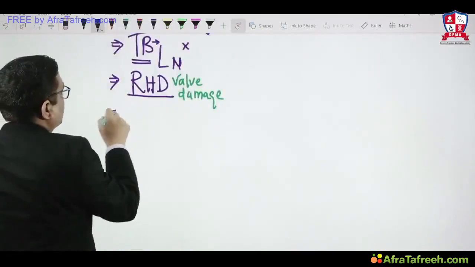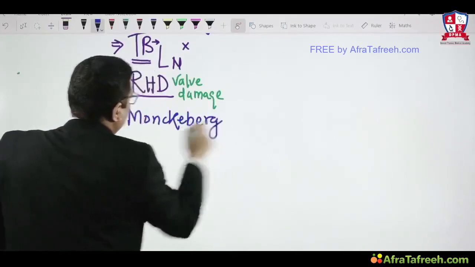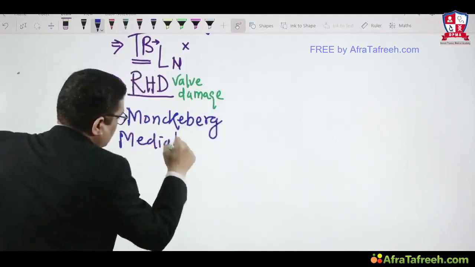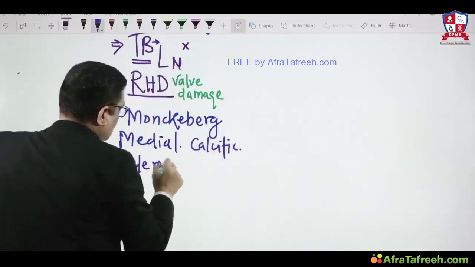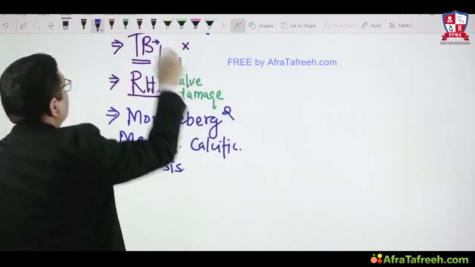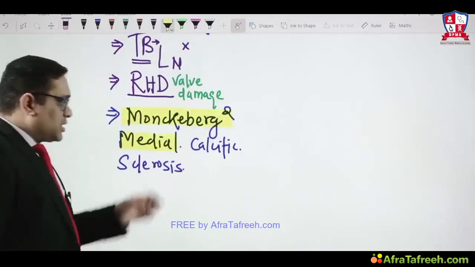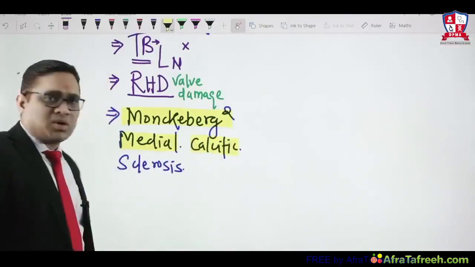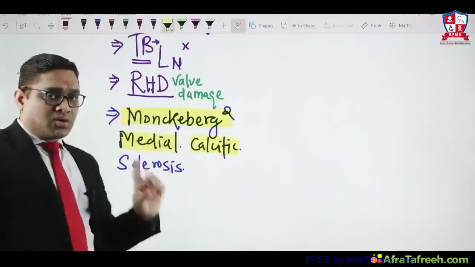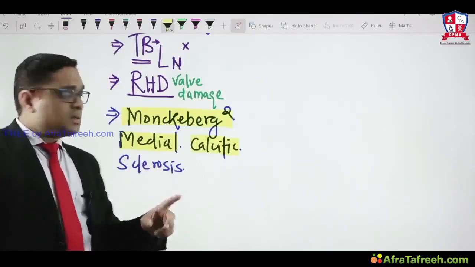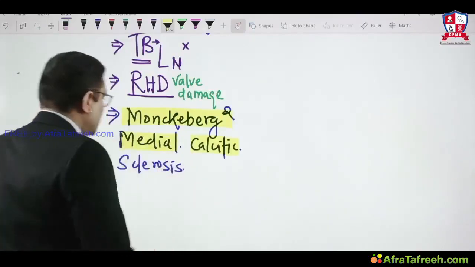Another important example is Monckeberg medial calcific sclerosis, which was an All India 2014 MCQ, so keep that in mind. In the tunica media there will be calcium deposition, causing hardening, which is why it is called Monckeberg medial calcific sclerosis. The tunica media is damaged, so the tissue is damaged, then calcium gets deposited and causes hardening of the vessel wall.